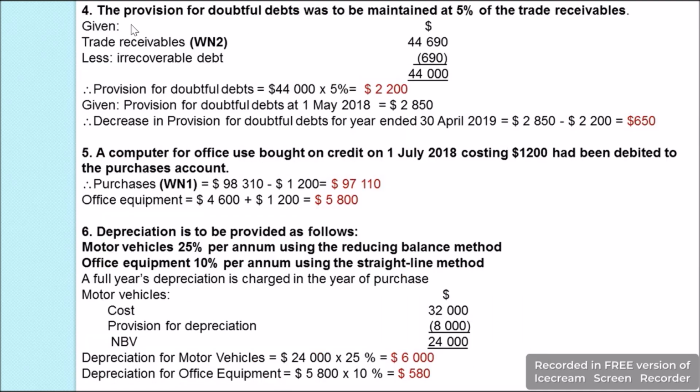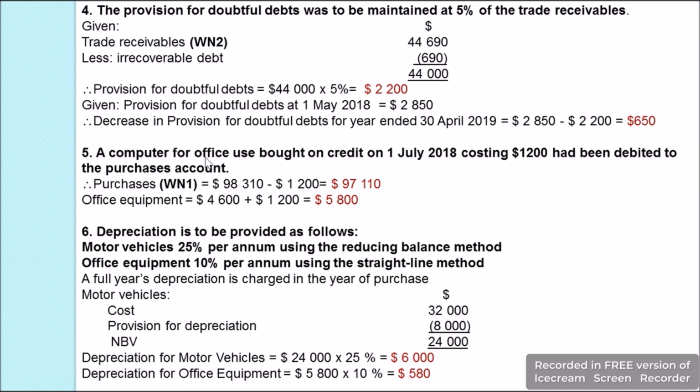Next, we have the provision for doubtful debts, to be maintained at 5% of trade receivables. The trade receivables which we got in our second working notes was $44,690. From here we subtract the irrecoverable debt of $690, we get the trade receivables as $44,000. And 5% of $44,000 will be $2,200. It was given that the provision for doubtful debts on 1st May 2018 was $2,850. So the difference is $650, and here there is a reduction in the provision for doubtful debts, hence this will be added to the gross profit in the income statement.